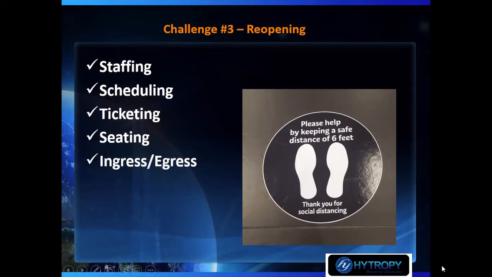Ingress and egress, which I've just discussed, which is getting people in and out. One of the big questions is going to be, well, what do we do during intermission? I have a 15-minute intermission, or I have a 20-minute intermission, and I've got people standing in the bathroom lines, and it's 6 feet apart. They're going to be like down the block. So it may be that you're going to have to either elongate intermission, offer something else, or do it in phases, whatever.